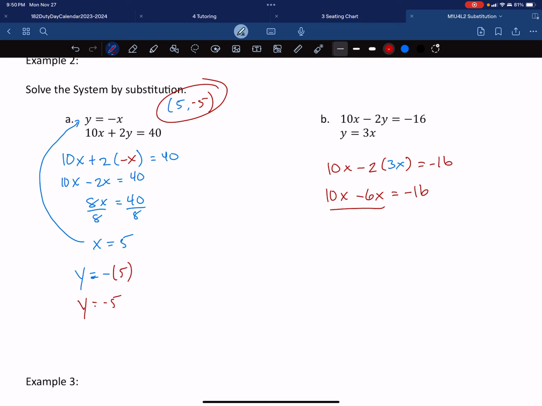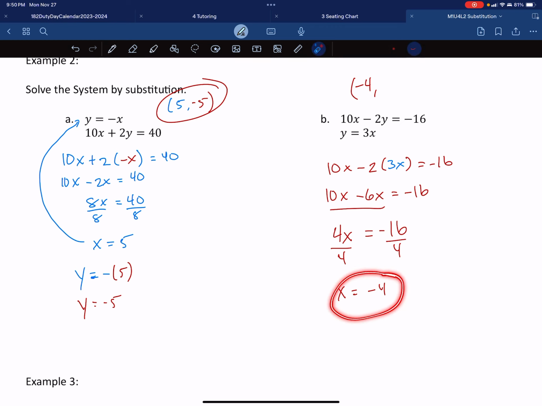Combine like terms, so we'll get 4x. 10 minus 6 is 4, equals negative 16. Then we want to divide by 4, so x is equal to negative 4. Plug this in. We're going to take this negative 4 and plug it in for this x here. So we're going to have y equals 3 times negative 4. Well, 3 times 4 is 12, and we have a positive times a negative, so it's going to be negative 12. So it's going to be negative 4, negative 12.